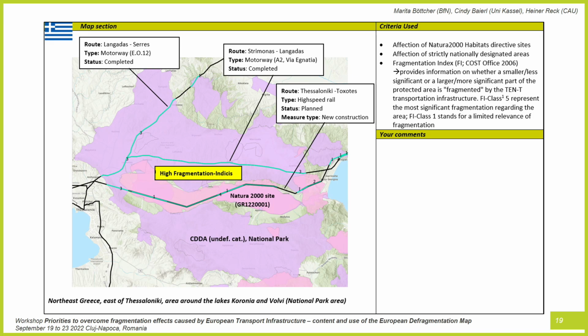We have in this area as well a national park. It's a CDDA area, or a strictly protected area, but in this case an undefined category. We used special IUCN categories, but this one is undefined, though we left it in the area backdrop. And we have here a completed motorway, the Via Egnatia. Nikki is responsible for this motorway route. All these intersections in this area have a high fragmentation index because the routes go right through the protected areas.